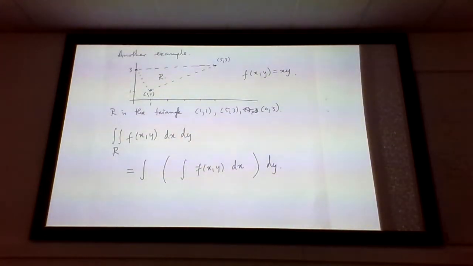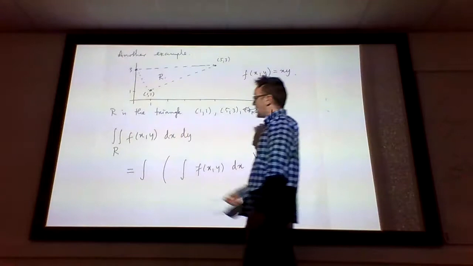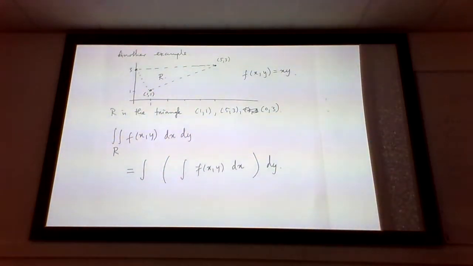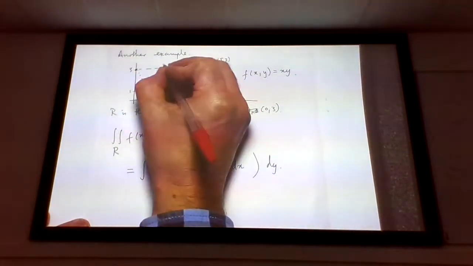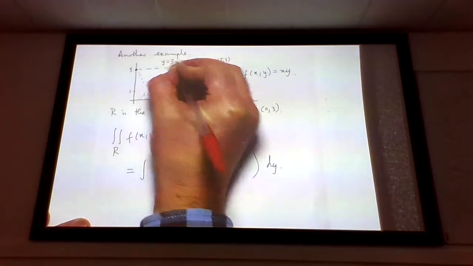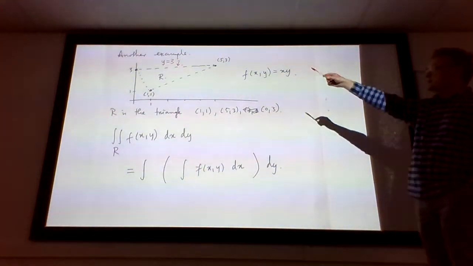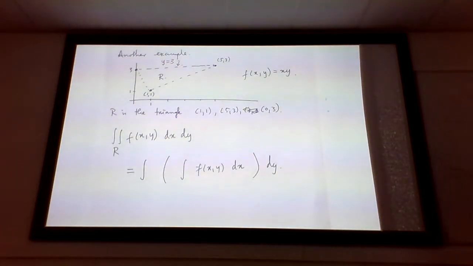So the task we have to carry out is to identify clearly what the four limits of integration are, so that we integrate this function over this region R. Now what we'll need to be clear on is what the boundary curves are. This one is the easiest one to describe. That top boundary curve is simply the line y equals 3. It's the line parallel to the x-axis at height 3.